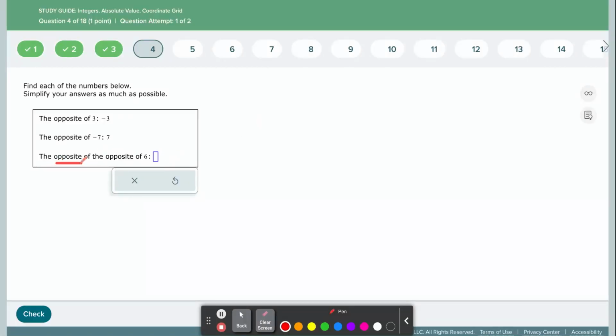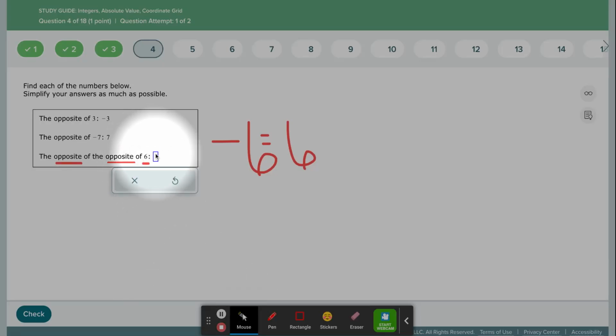So what's the opposite of 6? Well, that's negative 6, right? But then you have to find the opposite of that. The opposite of negative 6 is 6. So that's your overall answer. Okay. A double negative kind of gets you back to where you started.